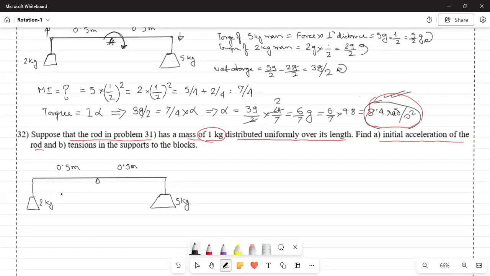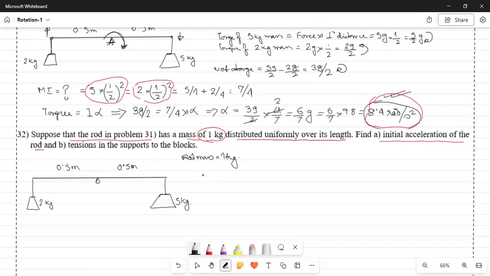Now, this rod has a mass of 1 kg. Rod mass is equal to 1 kg, distributed over its length. So, last time when we calculated the moment of inertia, remember, we only calculated the moment of inertia of these two masses. Now we have to do the same calculation with the moment of inertia of the rod also. That's the difference, right?